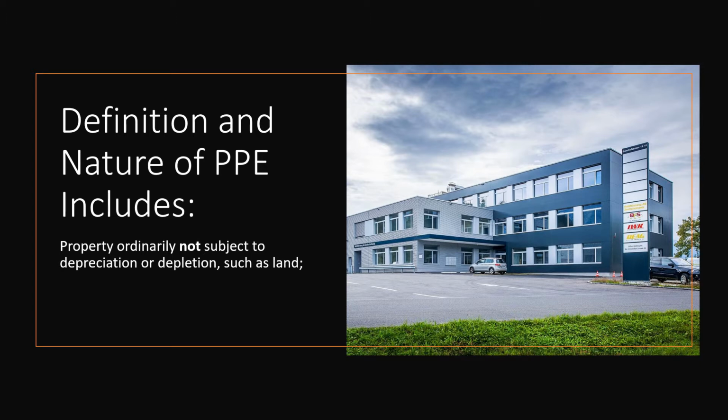From the definition and nature of property, plant, and equipment, this includes assets that are ordinarily not subject to depreciation or depletion. For example, land. Depreciation or depletion means the decrease in value of the asset. So there is an exemption for that one. Most of the tangible assets that are part of property, plant, and equipment are subject to depreciation, meaning the decrease in the value of that particular asset.